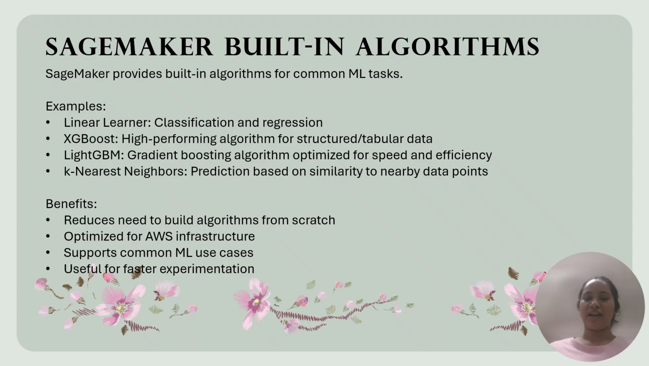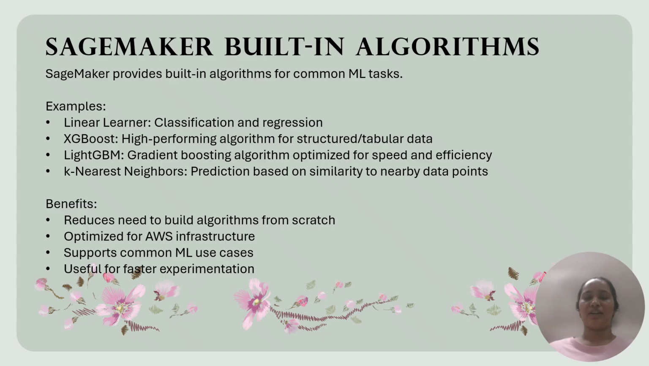One of the biggest advantages of Amazon SageMaker is its collection of built-in machine learning algorithms. These pre-built algorithms allow developers and data scientists to quickly create models without having to design complex algorithms from scratch. Let's look at some examples. The first is Linear Learner, which is commonly used for classification and regression tasks. It helps predict outcomes such as whether an email is spam or estimate values like house prices.